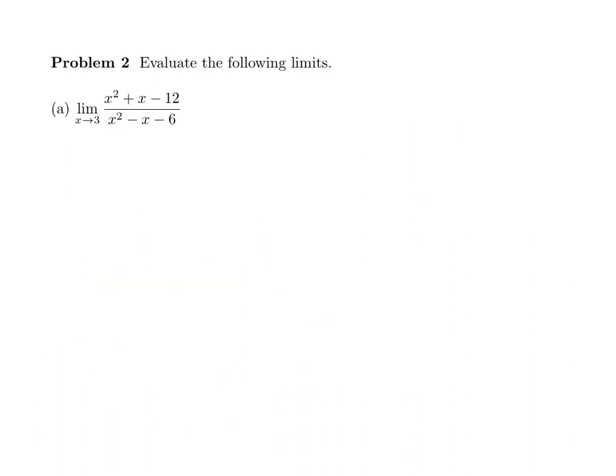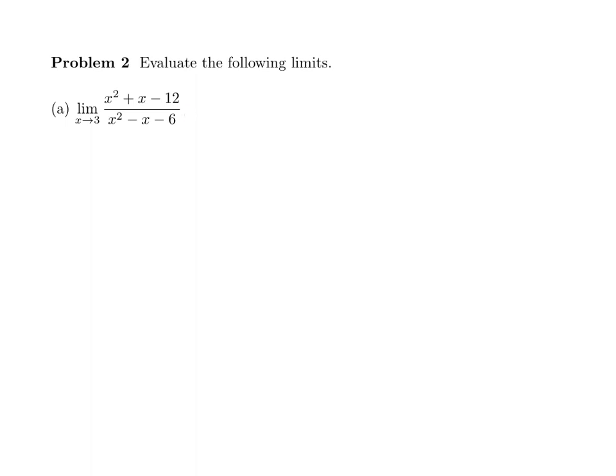In problem 2, we will evaluate a few limits, starting with this one here in part A. What is the limit as x approaches 3 of x squared plus x minus 12, all divided by x squared minus x minus 6? Maybe we can just simply put 3 in place of all the x's and simplify this to get our answer. If you try this in the denominator, you get 3 squared is 9, minus 3 minus 6 is 0. So this approach will not work.